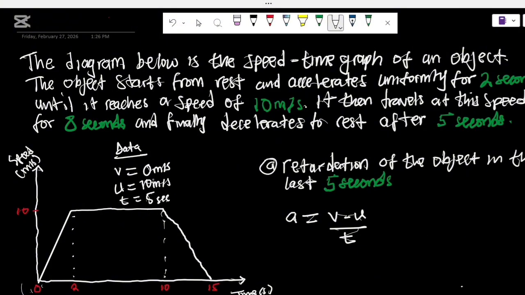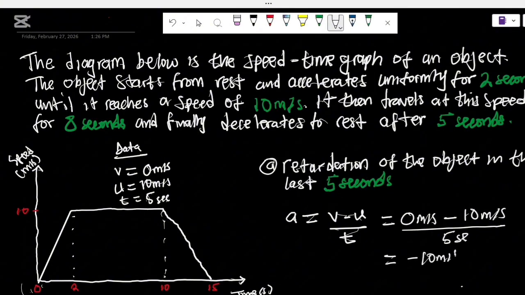So with this data, we can go ahead and calculate the retardation. The final velocity is going to be 0 meters per second minus the initial velocity, which is 10 meters per second. And the time in this case is going to be 5 seconds. So this is going to be negative 10 meters per second over 5 seconds, which is going to give us negative 2 meters per second squared. And so this is our retardation.